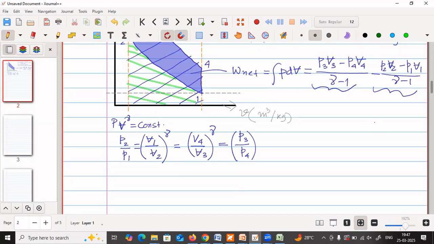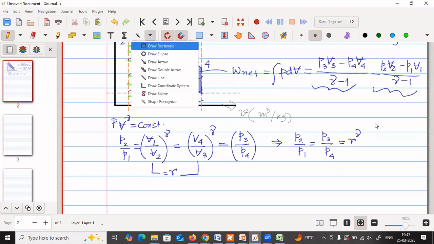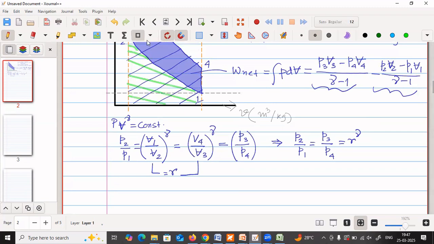So therefore, we can write, again, we know that V1 by V2 is equal to r, that is the volumetric compression ratio. This is the same as V3 by V4 by V3. Therefore, what we can write is that P2 by P1 is equal to P3 by P4, which is equal to r to the power gamma. Okay, so that we can get.